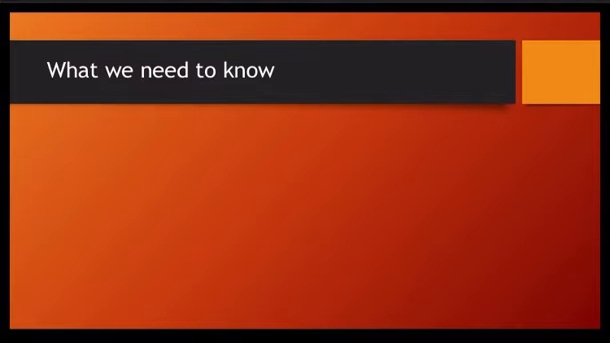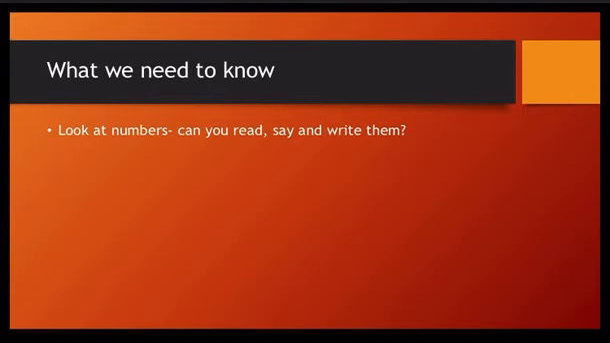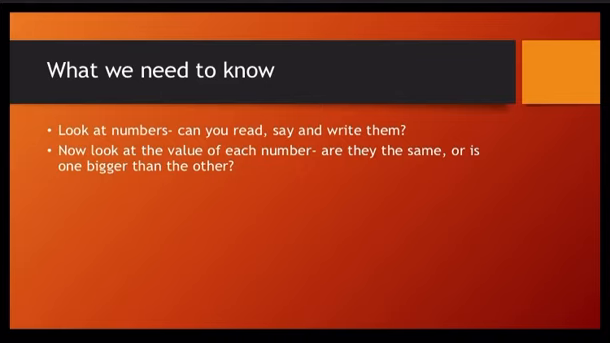So what we need to know. We need to look at each of the numbers. Can you read them? Can you say them out loud? Can you even write and spell them? Now we're looking at the value of each number. So when we're looking at two numbers, comparing them, are they the same or is one bigger than the other? And with that, when you're comparing them, you need to decide which sign you need to use. Okay, so we have the three signs there.